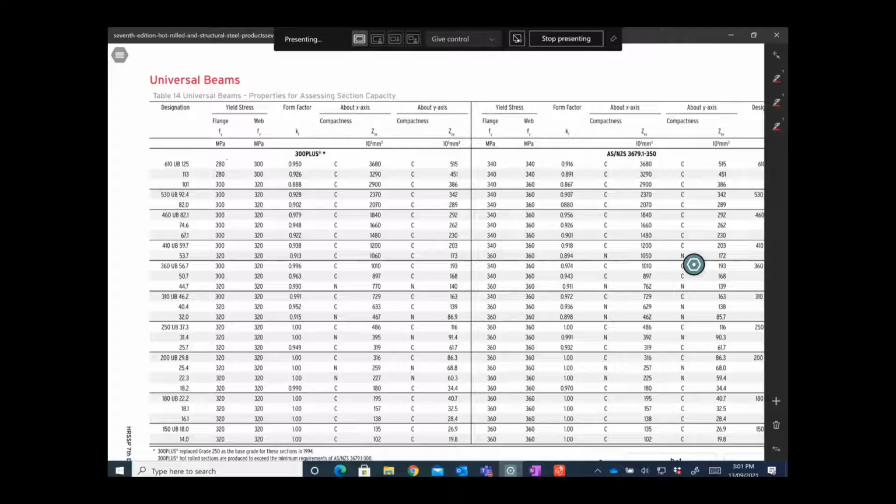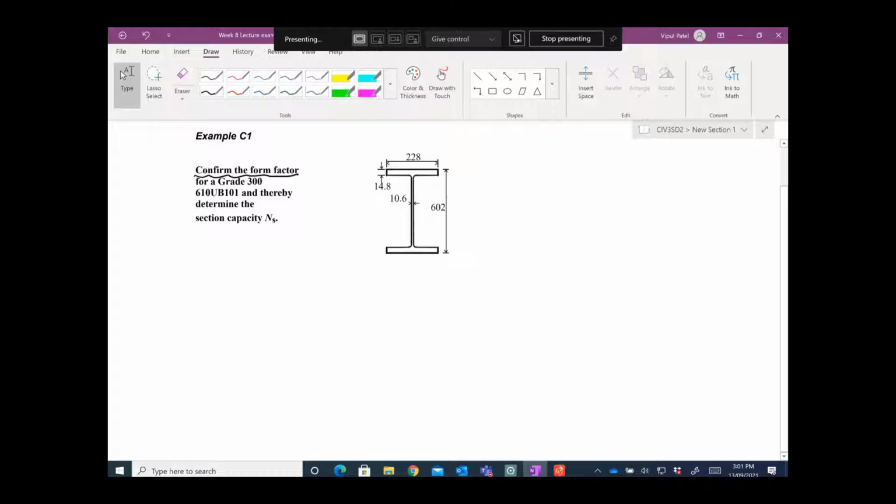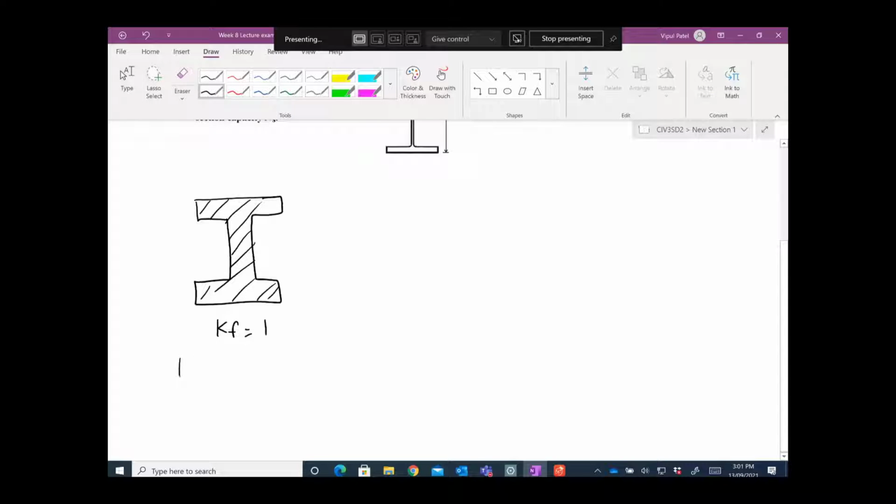The form factor basically represents whether your column will have buckling or not. If you have a form factor of 1, it means your column is not going to buckle before it yields. So this is fully effective. All this area when you load it is fully effective. That is Kf equal to 1. This is form factor 1. Basically it's saying that with form factor equal to 1, there is no local buckling.